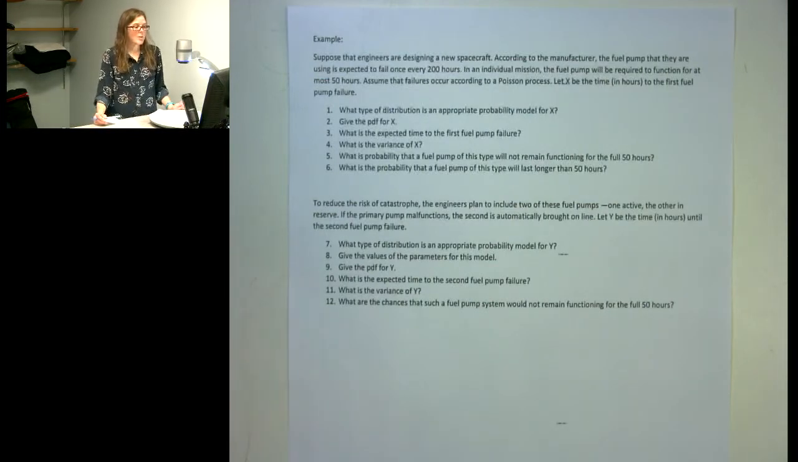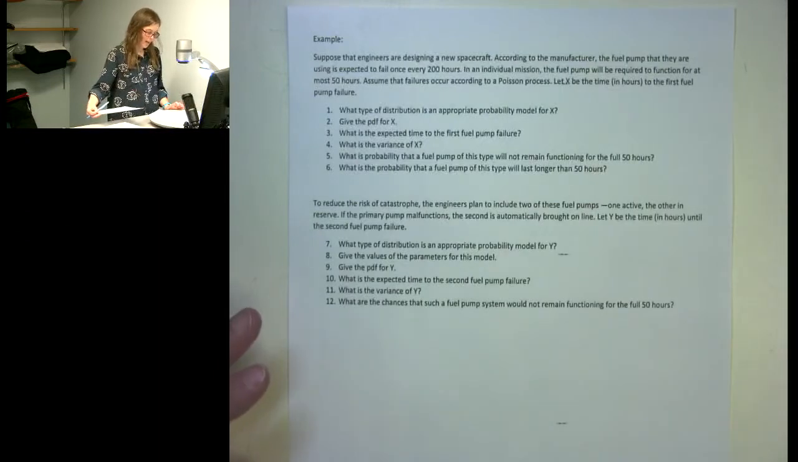So we're starting the situation. Suppose engineers are designing a new spacecraft. According to the manufacturer, the fuel pump that they're using is expected to fail once every 200 hours. In an individual mission, the fuel pump will be required to function for at most 50 hours. We're going to assume that failures occur according to a Poisson process, and we're going to let x be the time in hours till the first failure.